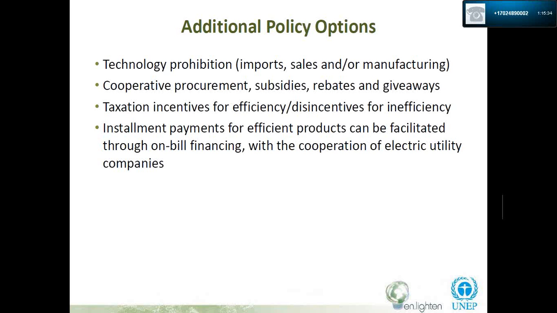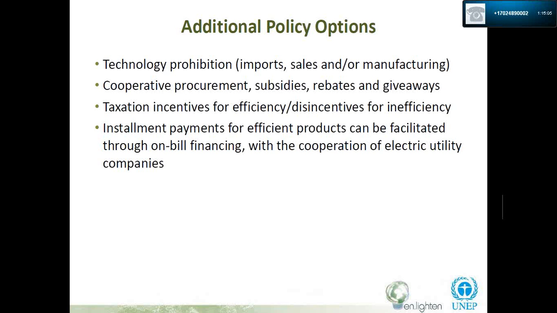Another and very commonly used policy is to encourage cooperative procurement or bulk procurement, sometimes offering subsidies, rebates, or even giveaway programs. What this does is open up the market to experience with efficient products. It lets people talk about them, see how they work, get familiar with it, and is often done in advance of the phase-in of a mandatory standard.